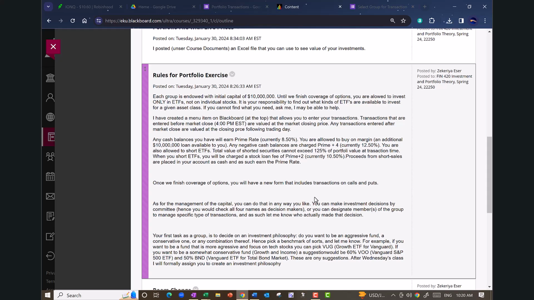If you do, I'm going to charge you prime plus 4, where prime is 8.5 now. If you have cash balances, they're going to get the prime rate, which is 8.5. When you short a stock, I'm going to charge you a shorting fee of prime plus 2. And obviously, when you short a stock, you get cash proceeds, and you'll earn prime on that. So shorting effectively costs you 2 points.